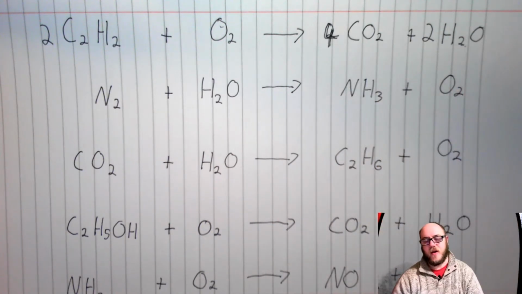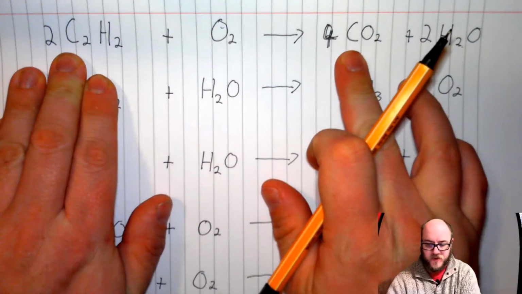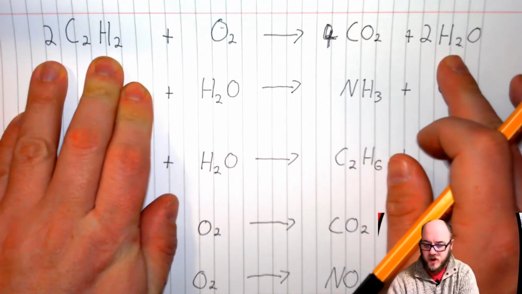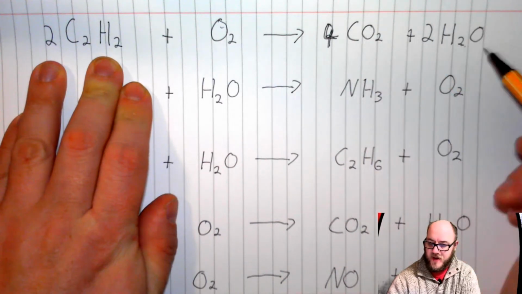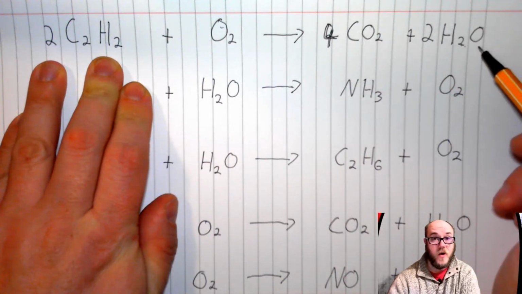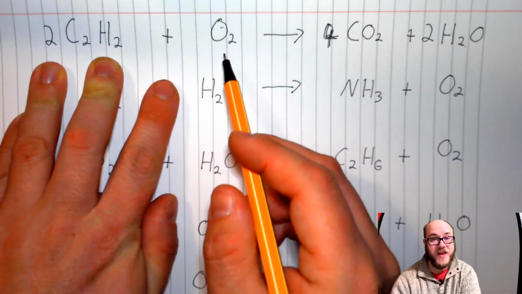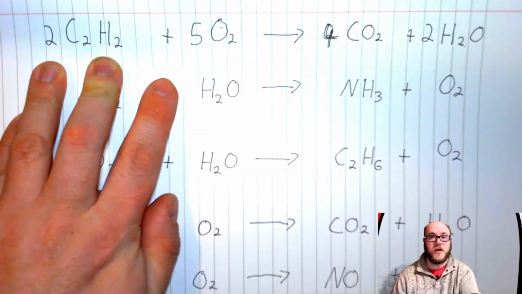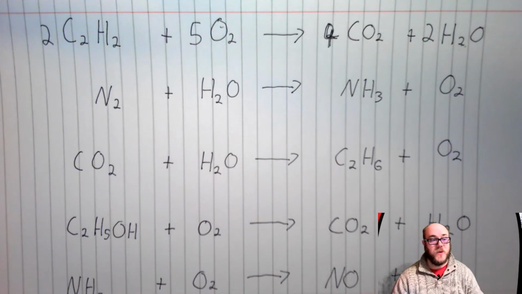Let's audit our things again. I now have 4 carbons. 4 carbons. I have 4 hydrogens. 4 hydrogens. Good. I now have 4 times 2, 8, plus 2, 10 oxygen atoms. Can I make 10 oxygen atoms over here? Yes. I simply have 5 oxygen molecules. And there we go. So this is why it's a bit tricky.